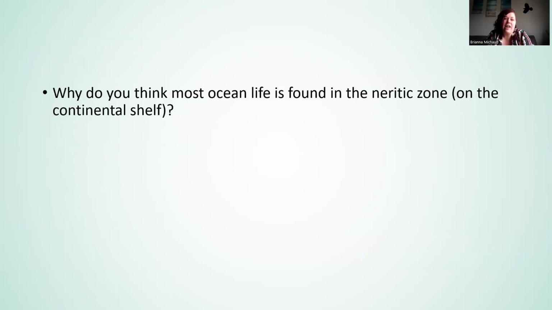Next question for today is, why do you think it is that most ocean life is found in the neritic zone on the continental shelf? Most of the space on Earth is actually deep sea, that oceanic zone. But even so, most ocean life is found in the neritic zone, which is that little fringe of continental shelf at the edge of oceans. So why do you think it is that there's so much more life in that area?